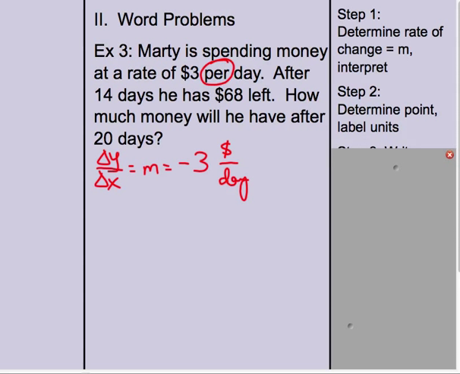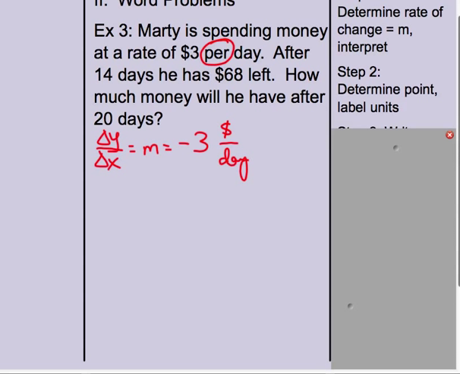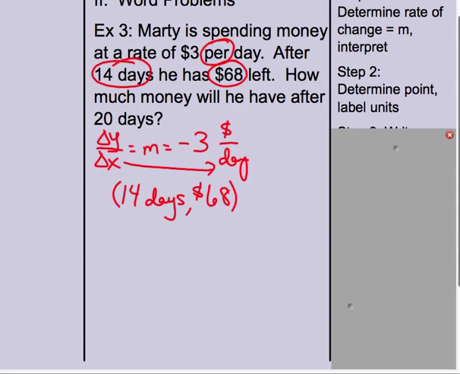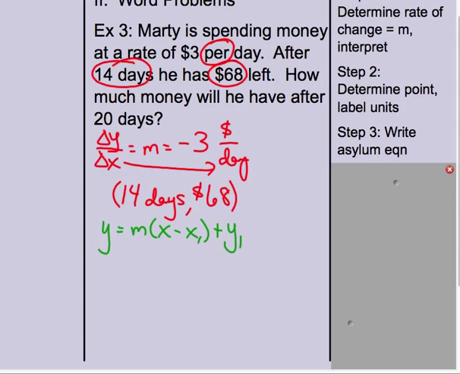So the next part that we want to look for is our point, our ordered pair. Now, looking at the slope, we know our ordered pair will be days and dollars, and I'm seeing days and dollars right here. So my point, and I'm going to label my units as well, knowing that my X coordinate is days, I'm going to put my 14 first, and then my $68 is my Y coordinate. So we're going to use point-slope form for our equation because we have a point and a slope. So we're going to substitute into our equation. Our slope was -3. Now our 14 is positive. Once it goes in the parentheses, it becomes negative. Our $68 is outside the parentheses, so it stays positive.